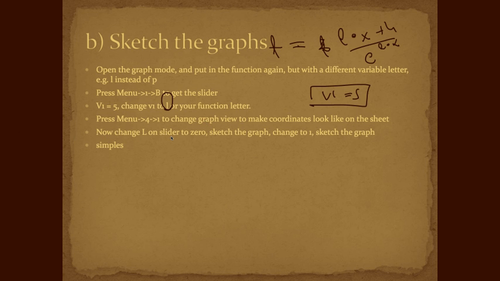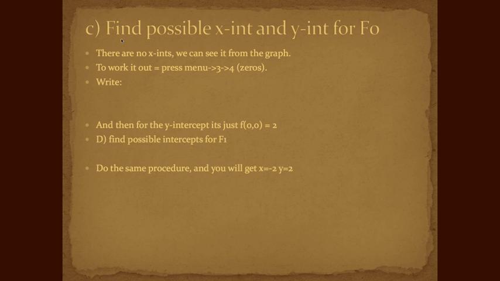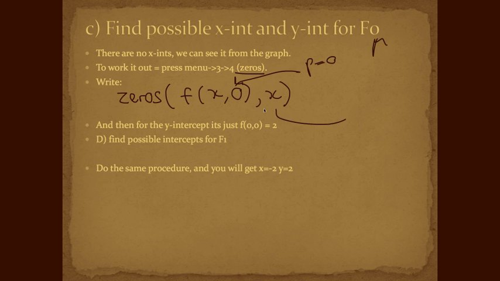Then you change your l on your slider to 0 and then to 1, and you can sketch your graph for your page. To find the possible x-intercepts and y-intercept for f0, there are no x-intercepts we can see from the graph, but to work it out, press menu 3-4 to get the zeros function. You write zeros of f of x comma 0, close brackets, and comma x. This means p is 0 because we're looking for f0, and we write comma x because we want it defined in terms of x. The answer is we get nothing because there are none. For the y-intercept, just put f00 and that's 2.